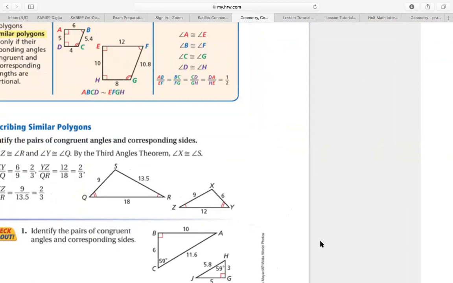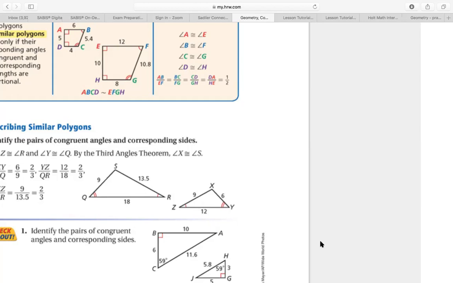Excellent. So what are the corresponding sides for B and G? C and A, G and H. I will not say C and A, I will say CA, GH. Okay? Excellent. What else? HJ. A and J.